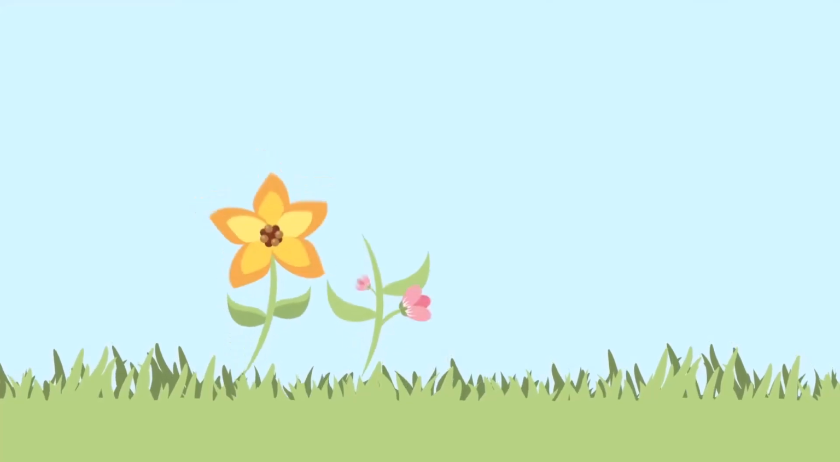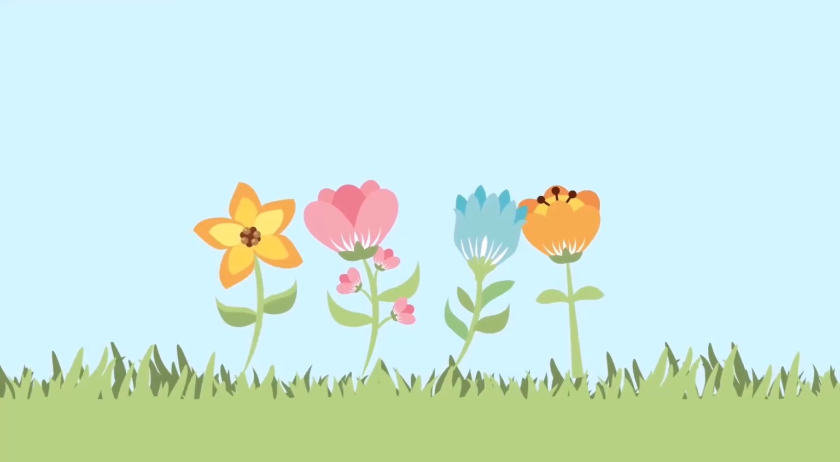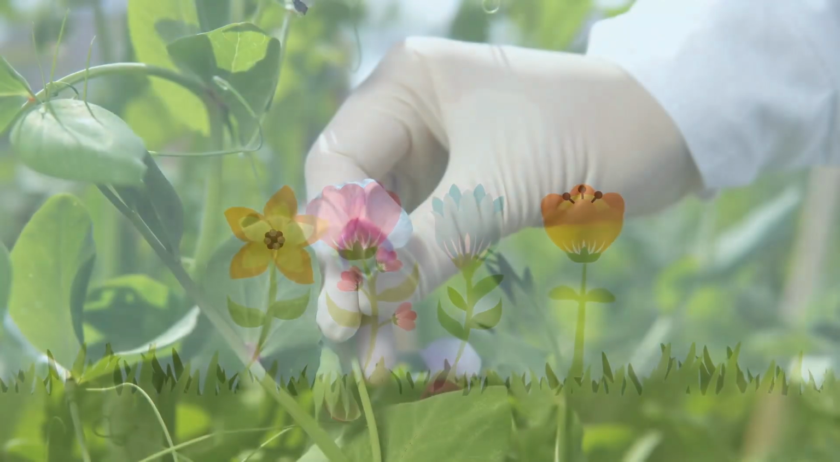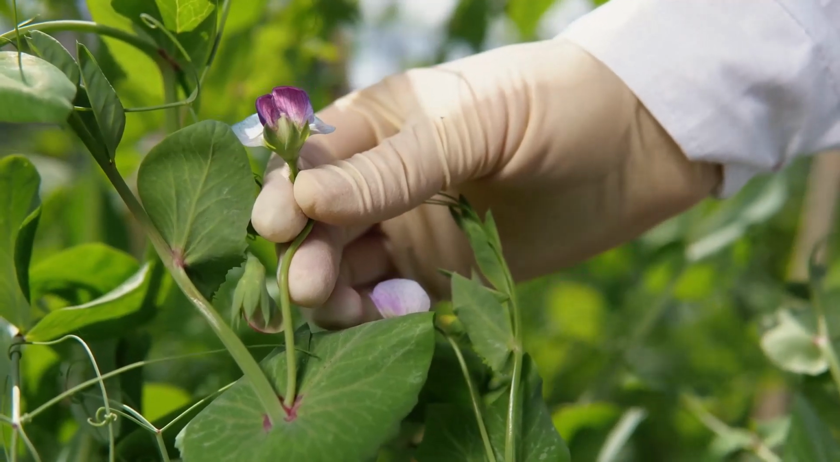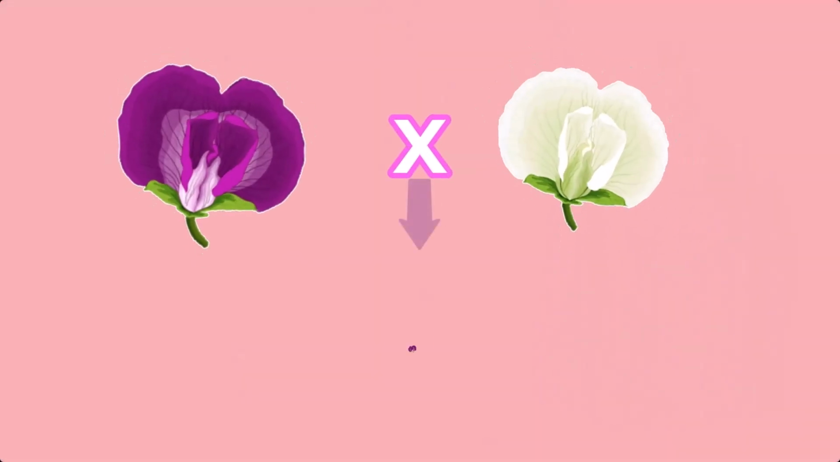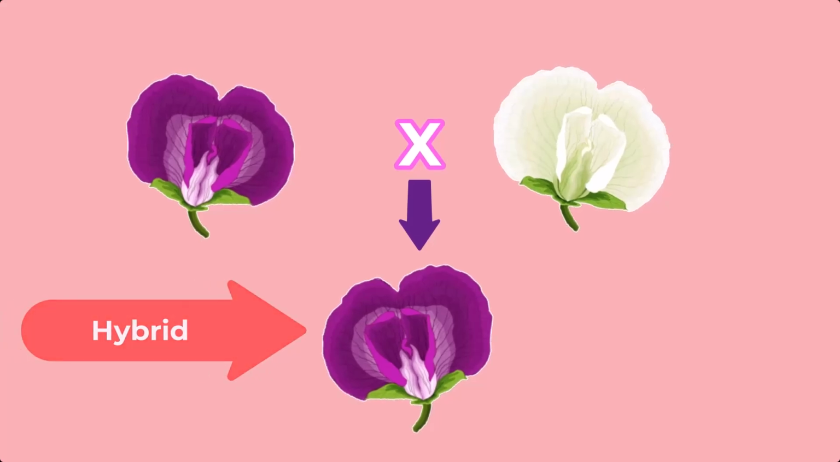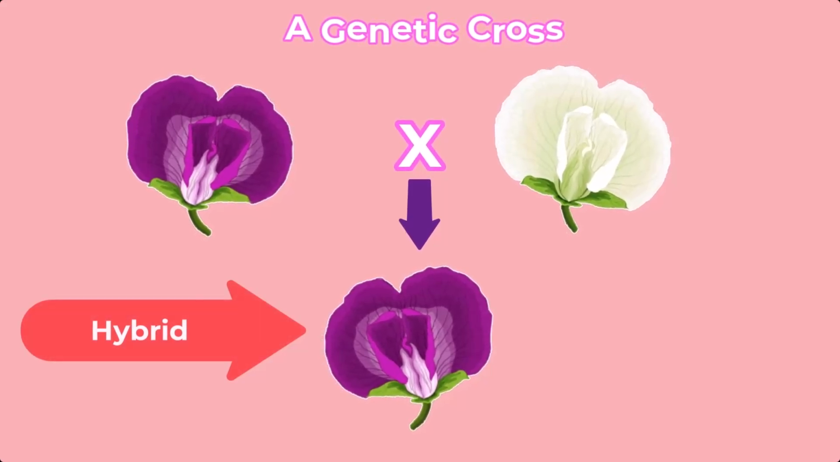A heritable feature that varies among individuals, such as flower color, is called a character. Each variant of a character, such as purple or white flowers, is called a trait. Mendel studied what offspring would result if plants with purple flowers and plants with white flowers were cross-fertilized. The offspring of two different purebred varieties are called hybrids. The cross-fertilization itself is referred to as a genetic cross.